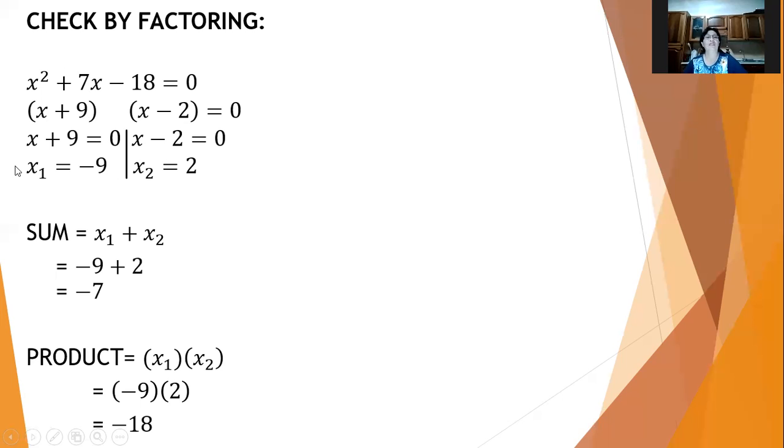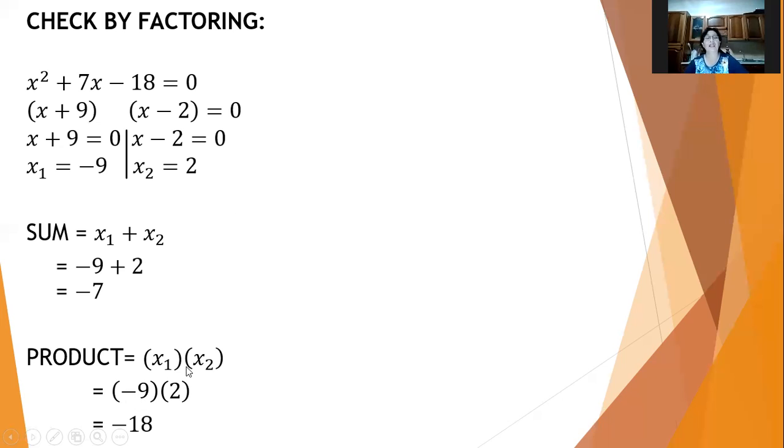Applying the zero product, x plus 9 is equal to 0. Then x sub 1 is equal to negative 9. How about the other one? X minus 2 is equal to 0. X sub 2 is equal to 2. Those are the roots. How about the sum of the roots? Again, when we say sum, the operation is addition. It is x sub 1 plus x sub 2. Negative 9 plus 2 is negative 7. Okay, the product, x sub 1 times x sub 2, negative 9 times 2 is negative 18.